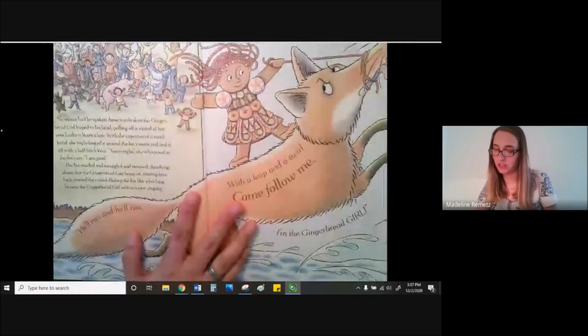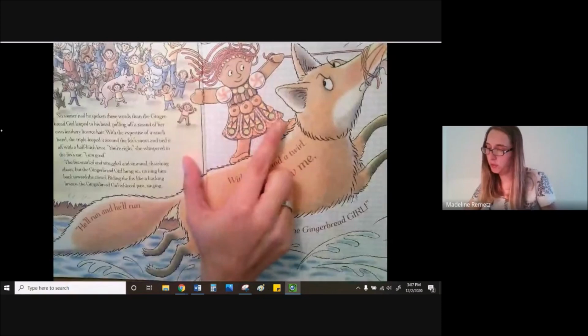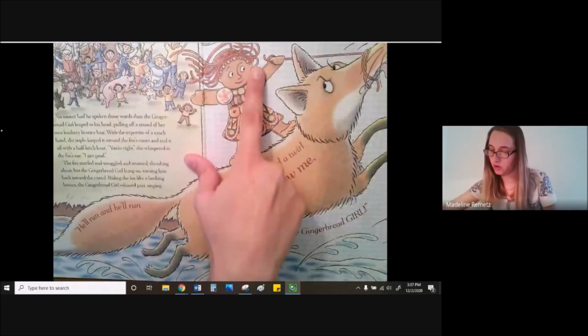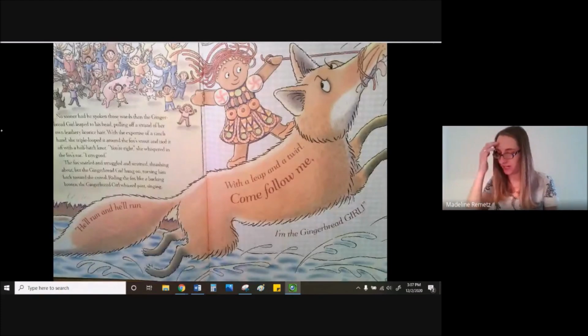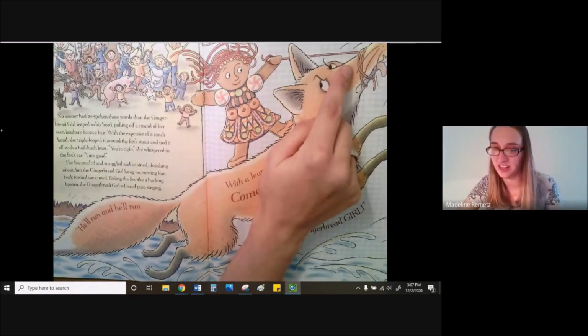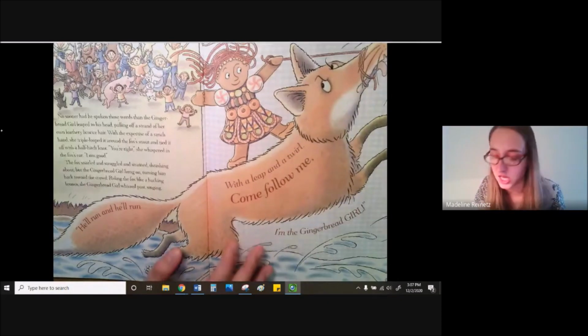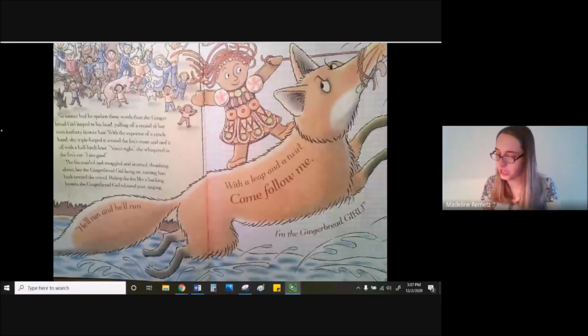No sooner had he spoken those words, the gingerbread girl leaped to his head, pulling off a strand of her own licorice hair. With the expertise of a ranch hand, she triple looped it around the fox's snout and tied it off with a half-hitched knot. "You're right," she whispered in the fox's ear. "I am good." The fox snarled and struggled and strained and thrashed about, but the gingerbread girl hung on, turning him back towards the crowd.